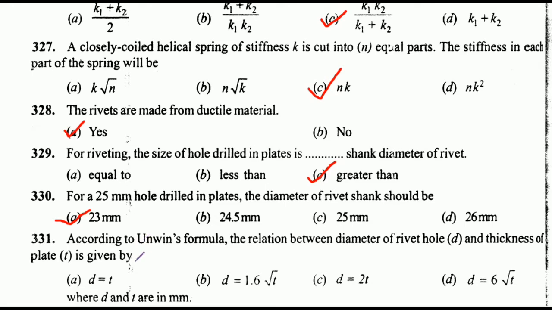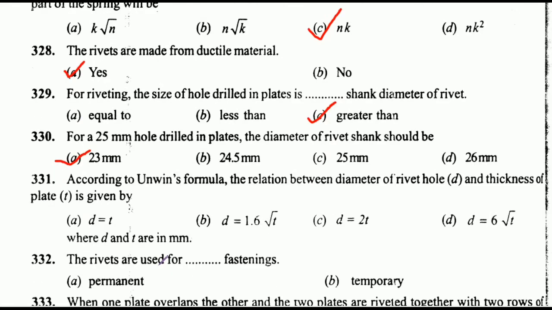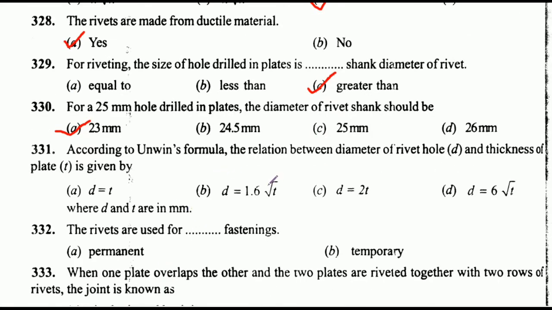Next is according to Unwin's formula, the relation between the diameter of rivet hole d and thickness of plate t is given by. Here friends, these are the options, and the correct answer is option D, that is d is equal to 6 under root of t, 6 into under root of t.